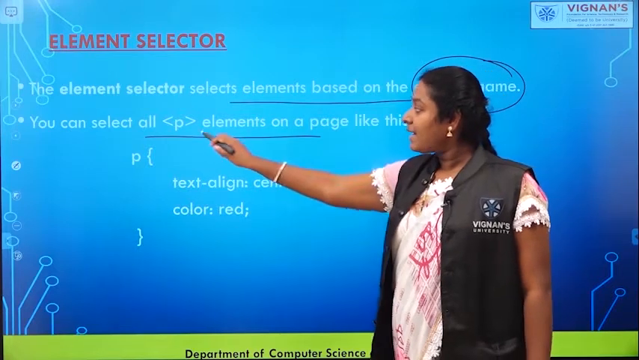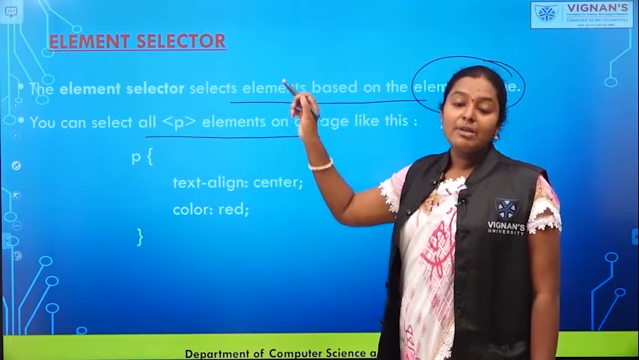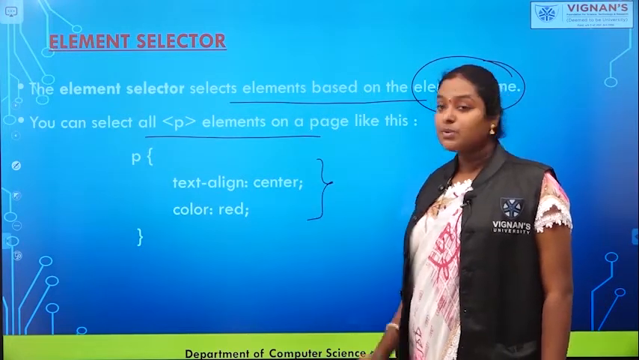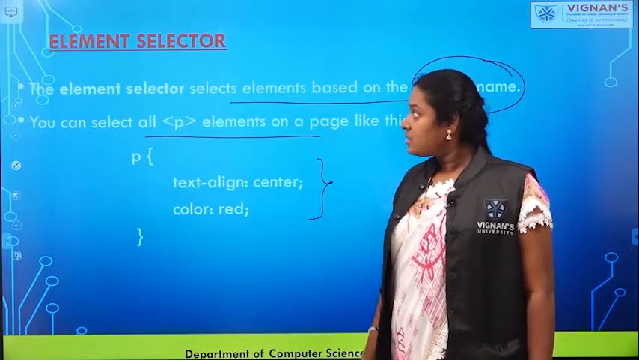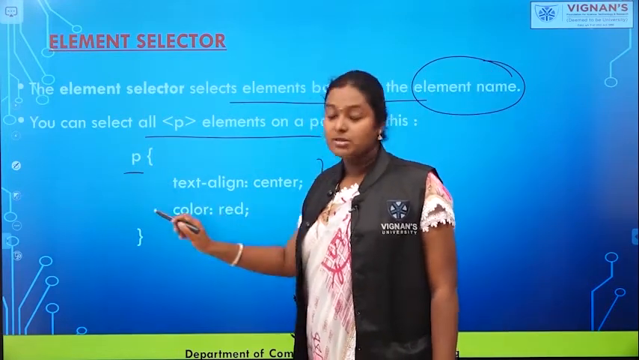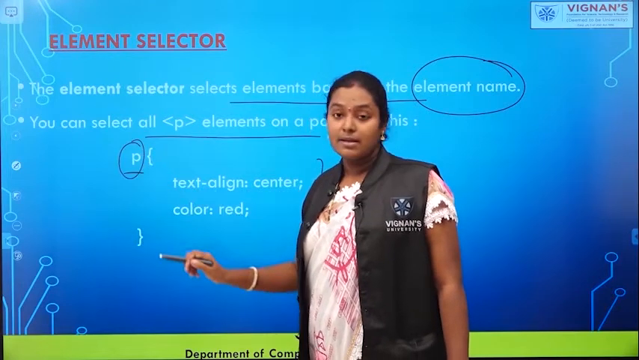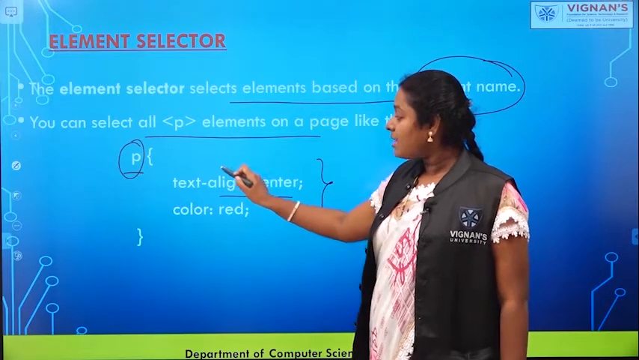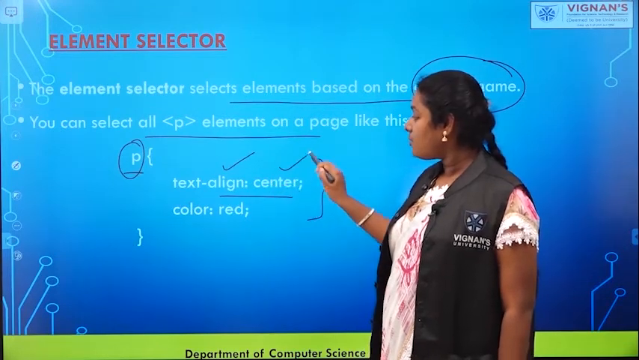If you take a p tag, then all the p elements in the web page will be selected and the corresponding styles will be applied to the corresponding p tag. So an example for the element selector is, here I am taking a p tag. So this is the selector followed by a set of property and value pairs. This is called the attribute and this is called the value.